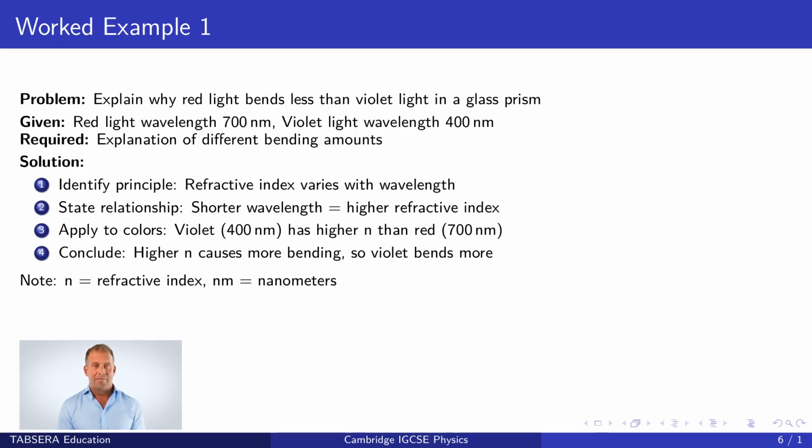Step 1. Identify the principle. The refractive index of glass varies with the wavelength of light, a phenomenon called dispersion. Step 2. State the relationship. Shorter wavelength light has a higher refractive index in glass. Step 3. Apply to colours. Violet light with 400 nanometer wavelength has a higher refractive index than red light with 700 nanometer wavelength. Step 4. Conclude. Higher refractive index causes more bending according to Snell's law, so violet light bends more than red light when passing through the prism.